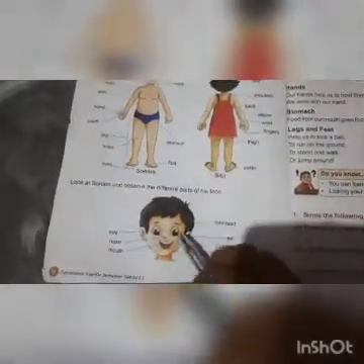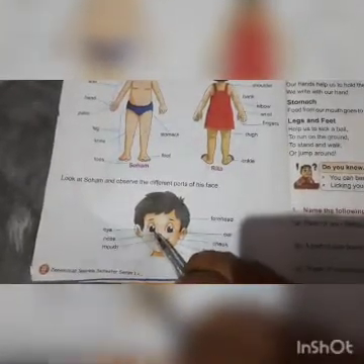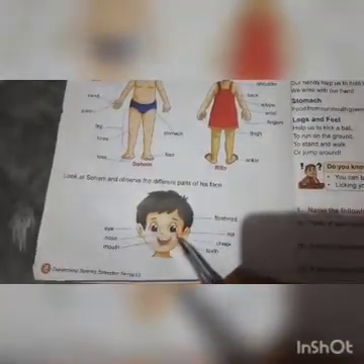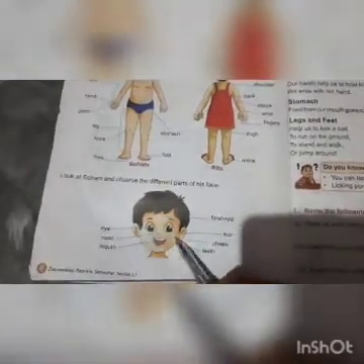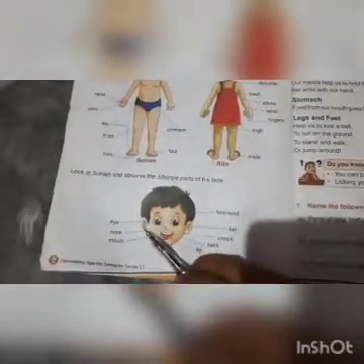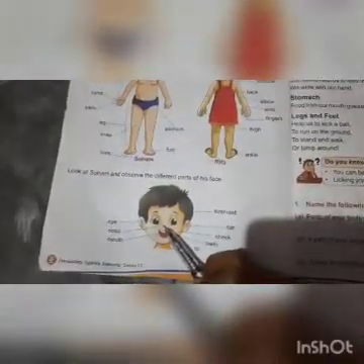Now let's revise about different parts of face. This is forehead. This is ears. This is ear. This is eye. This is nose. This is mouth. These are teeth. This is lip. These are cheeks. Okay. We have 2 eyes, 2 ears, 1 nose. Okay. Now we will have a small exercise related to this unit.